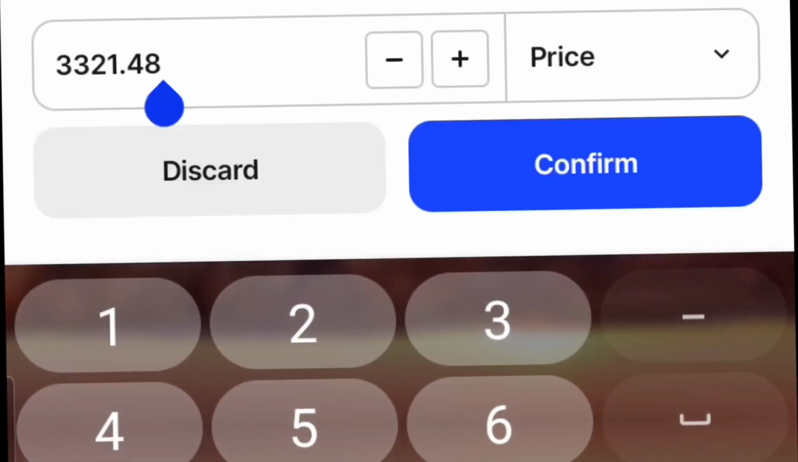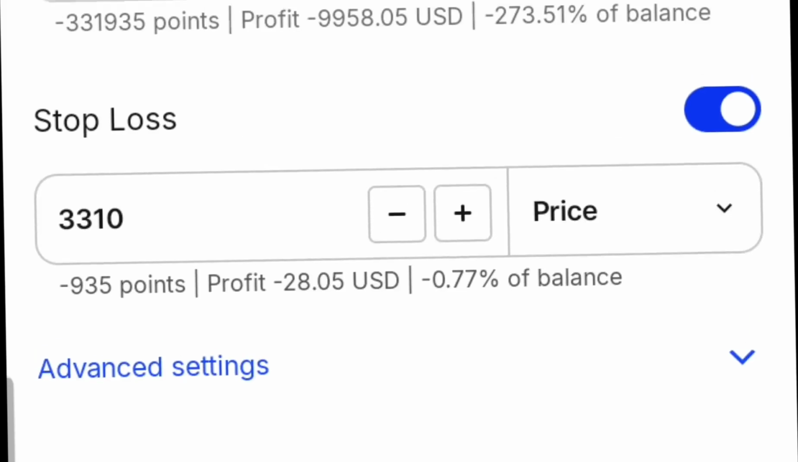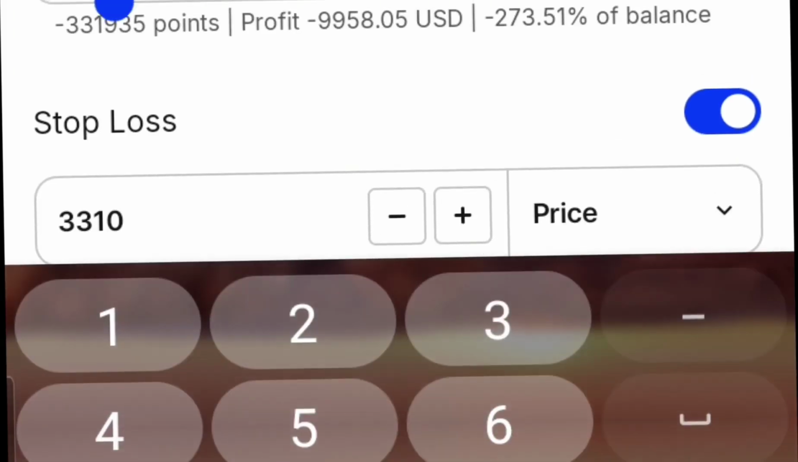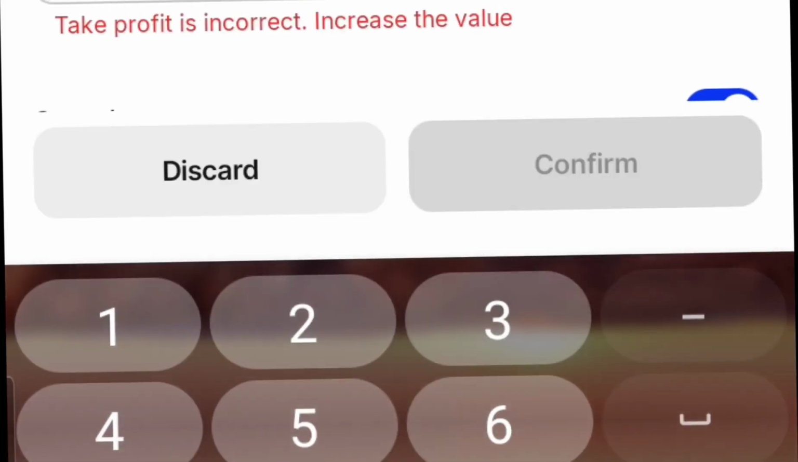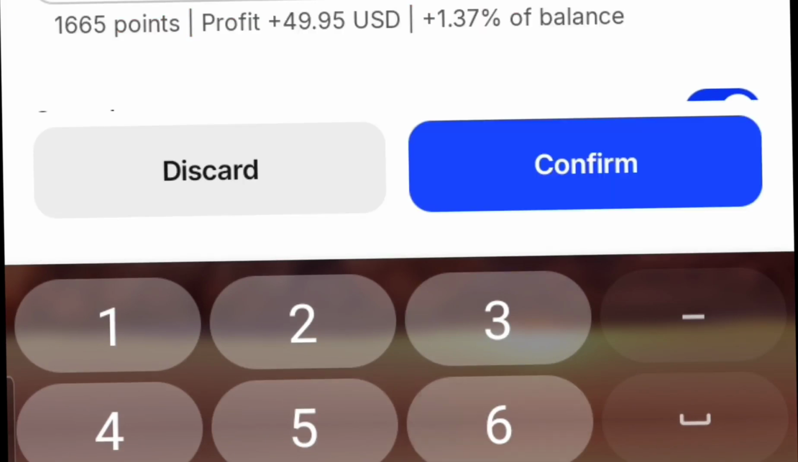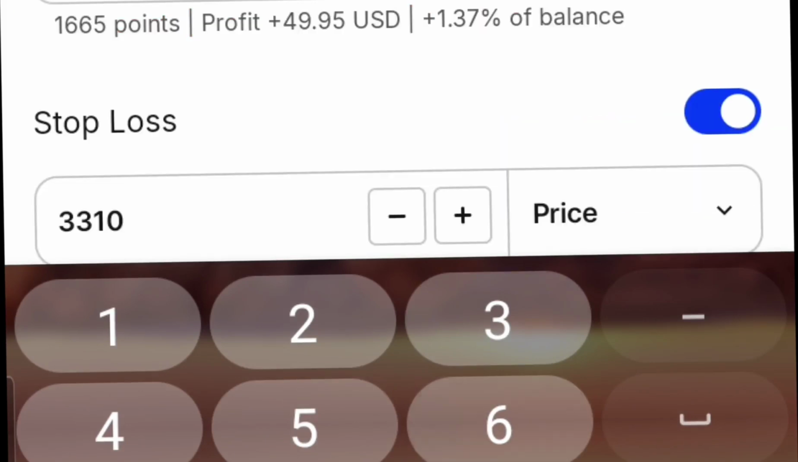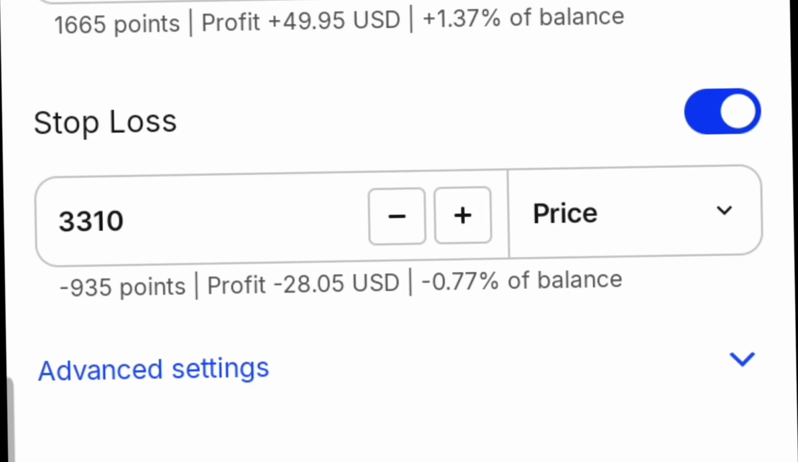You click the on button. Once you click the on button, it's on like this. Our stop loss is 33.10. Confirm. Then our take profit is 33.36. Confirm. Simple and straight. So with that, you have set your stop loss, you have set your take profit.